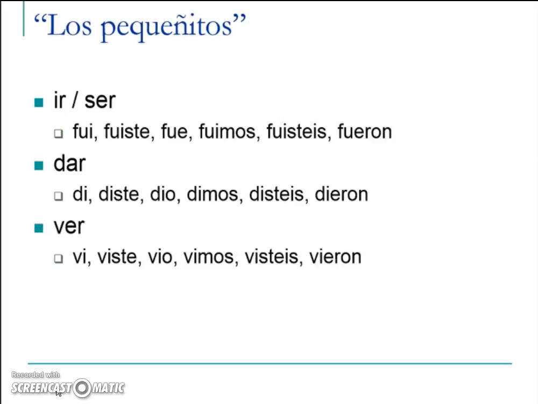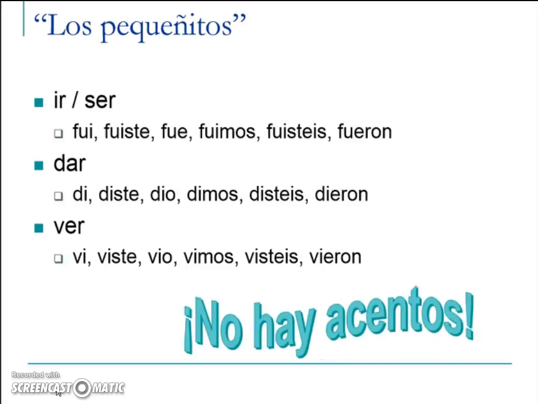And I group that with ver because they have the same exact ending. So you can see there how they are exactly the same. Dar is an AR verb, but it acts like ver. So you have vi, viste, vio, vimos, visteis, and vieron. So you should notice that those are exactly the same verb, except dar has a D and ver has a V. So I call those the little guys, or the little verbs. Okay, los pequeñitos. And one rule that stays true for all of the preterite irregular verbs is that there are no accent marks, okay, for any of these verbs. If it's irregular, you do not have to worry about accents. So that should make you pretty happy.